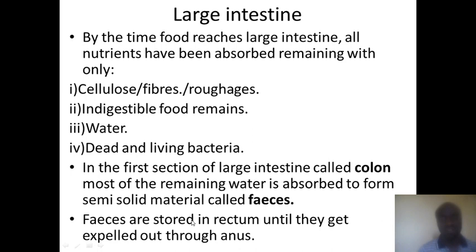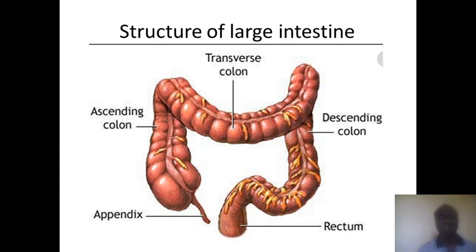Then these feces are going to be temporarily stored in the rectum until they get expelled out through the anus in the process of egestion. So we have this structure of the large intestine, as you can see here. The small intestine joins to the large intestine at this section here.